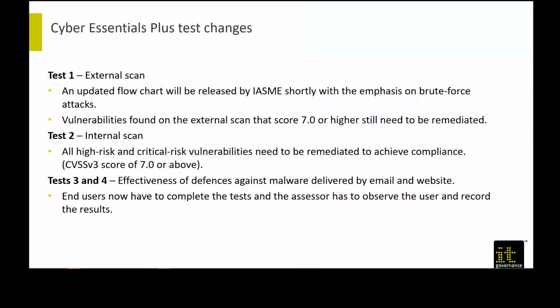The applicant's public IP addresses will still be scanned by Nessus, and anything above a score of 7 will need to be remediated. The internal scan no longer has specific requirements for a vulnerability to be classified as a failing issue. All vulnerabilities above a CVSS version 3 score of 7, which is classed as high or critical, will have to be remediated. The email and browser test has to be completed by the end user, and the assessor will have to observe and record the results of the test.